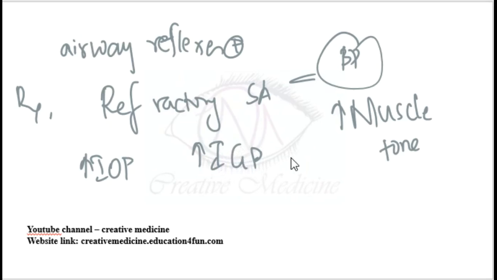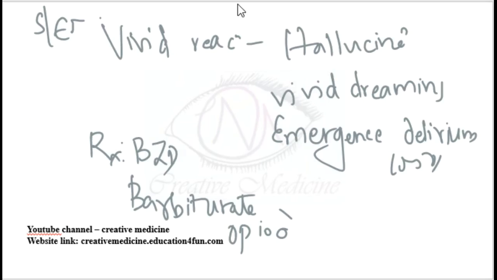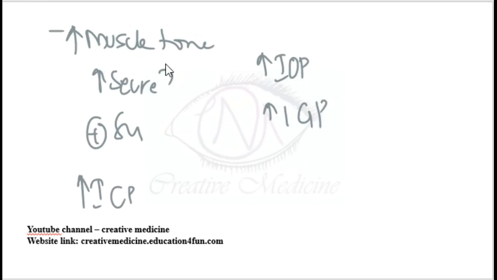It increases intragastric pressure. It increases the muscle tone. So the main side effects are the same. The vivid reactions, as we have already talked, like hallucinations, vivid dreaming, emergence delirium can be there. These vivid reactions can be treated by benzodiazepines, barbiturates, and opioids. It also increases the muscle tone. It increases secretions. It is sympathetic stimulation, and it increases intraocular pressure, intragastric pressure, and it increases intracranial pressure also.